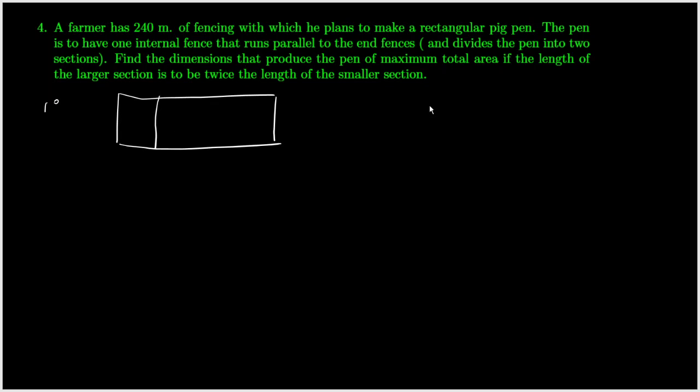So that is the problem. You know the total fencing. The total fencing is 240 meters. And then you want the two sections of the pig pen to have the largest area. So that is the problem.